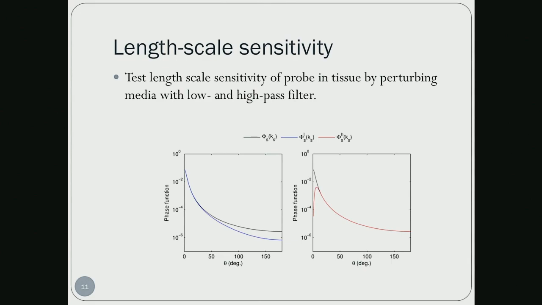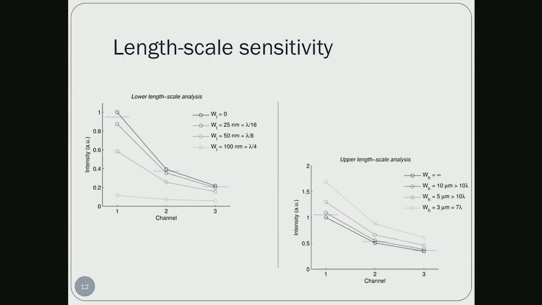I think you're probably familiar. Small structures are responsible for a lot of backscattered intensity, so removing those structures changes the backscattering end of the phase function. Removing large structures changes the forward scattering in the phase function. So now these are results from the Monte Carlo simulation.